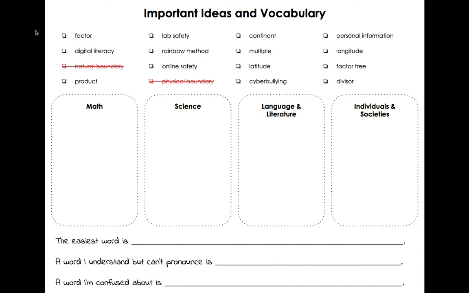Let's start with the first word, factor. Are you learning about this in math, science, language and literature, or individuals and societies? The answer is math. You can either do a check mark here or cross it out. You're going to do the same thing with digital safety, product, lab safety, rainbow method (hint, it's a way to find factors and multiples), online safety, continent, multiple, latitude, cyberbullying, personal information, longitude, factor tree, and divisor.